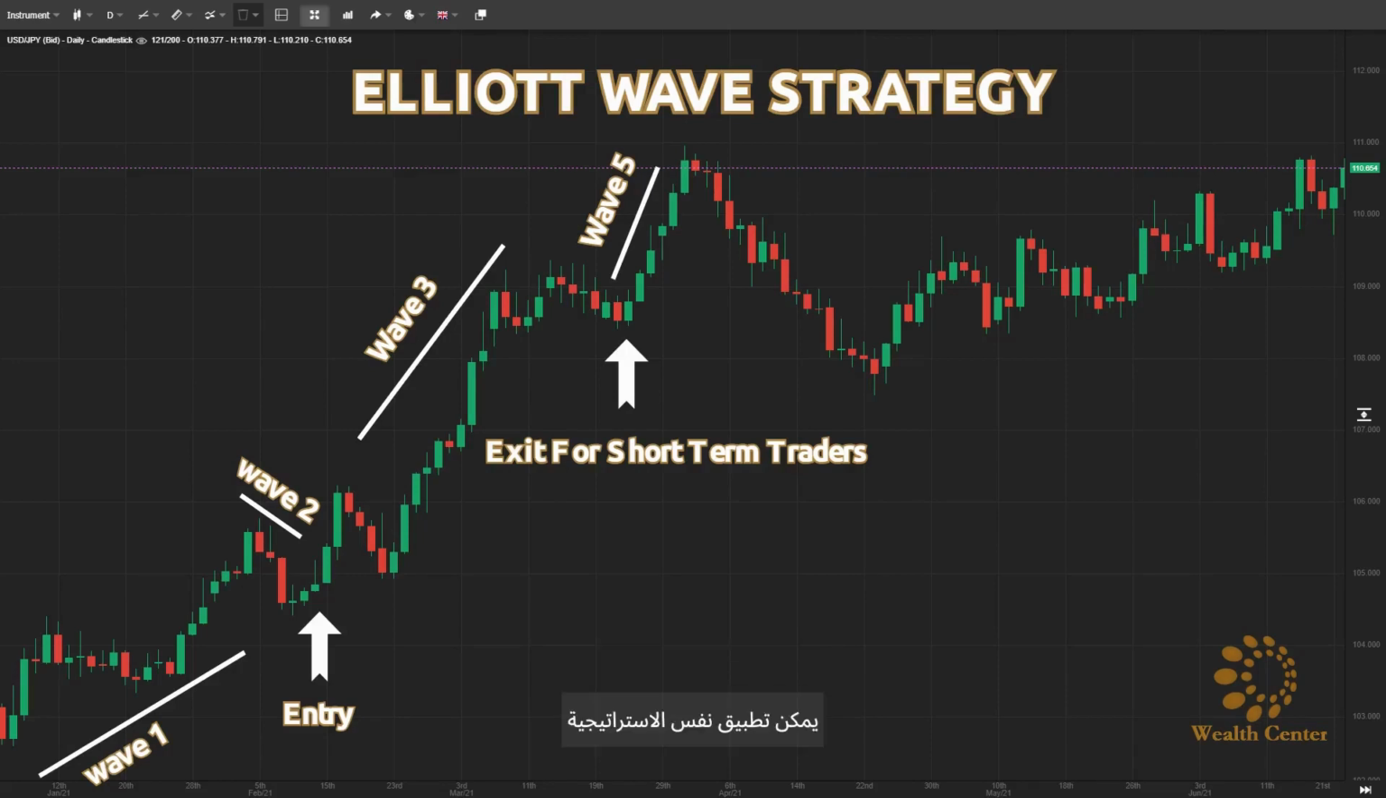The same strategy can be applied for downtrending markets by opening sell entries after the second wave shows a 60% correction of the first wave. The exit for the short-term traders will be at the end of the third wave, while for the long-term traders, the exit will be when the 5th wave starts to retrace.